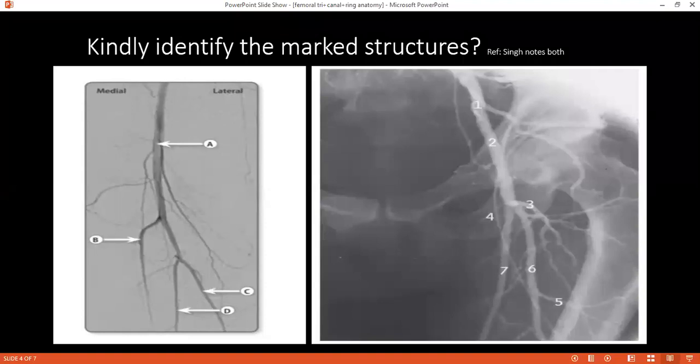Okay. Would you be able to comment on the right hand side image? What is it? Femoral arteriogram. Yes. Okay. And this one is the catheter, which has been introduced. And the 2 is the common femoral artery. 3 is, if you know the branches, the lateral circumflex femoral artery. 4 is the medial circumflex femoral artery. 5 is the perforating branches over here. 6 is the profunda femoris, see the big one. And 7 is the superficial femoral artery.